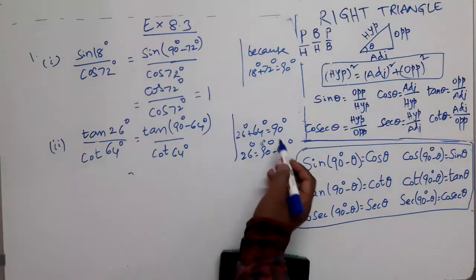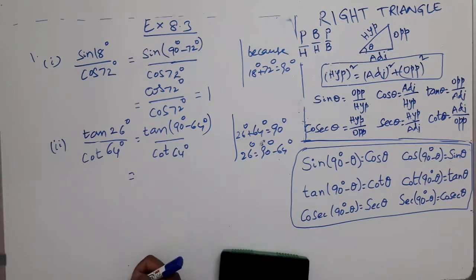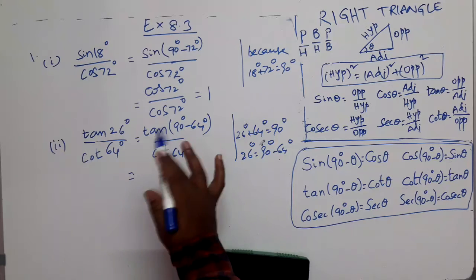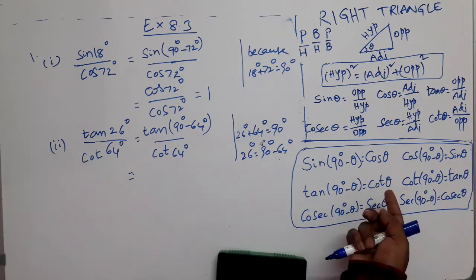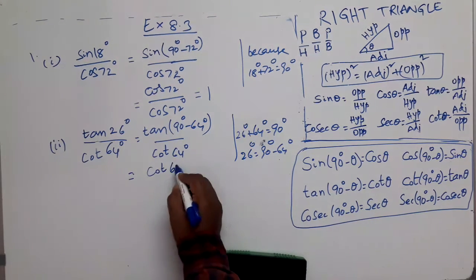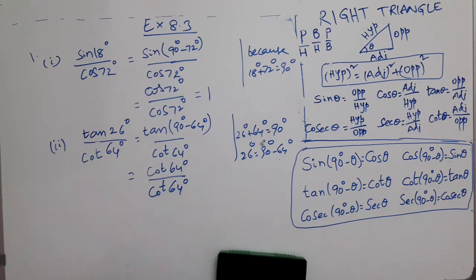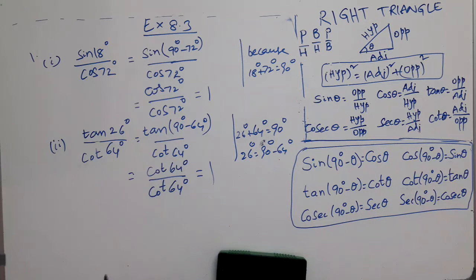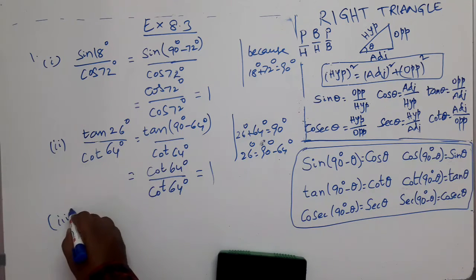Yes, because they are equal. 26 degrees can be replaced by 90 degrees minus 64 degrees because these two are equal. Now this is of the form tan of 90 degrees minus theta, which can be written as cot theta. So this is cot 64 degrees upon, of course, the denominator is also cot 64 degrees. These two are equal, so your answer is again 1. Yes, third part.